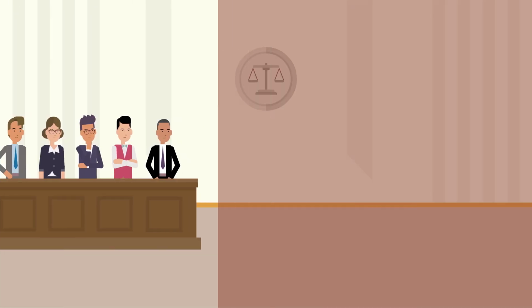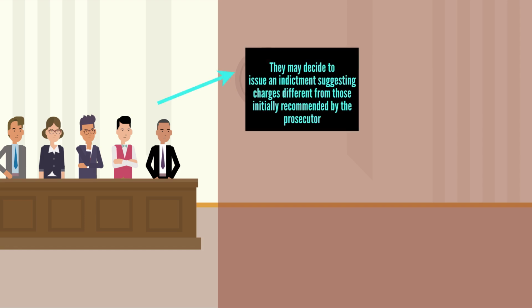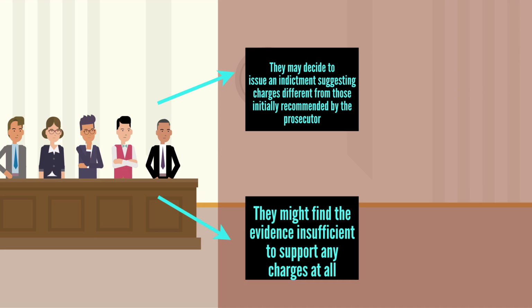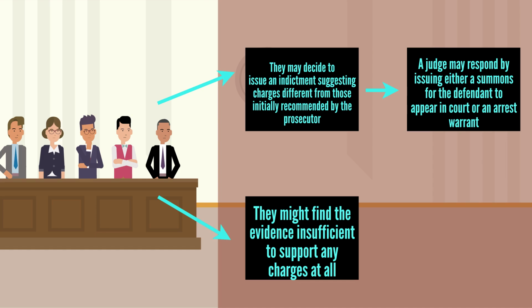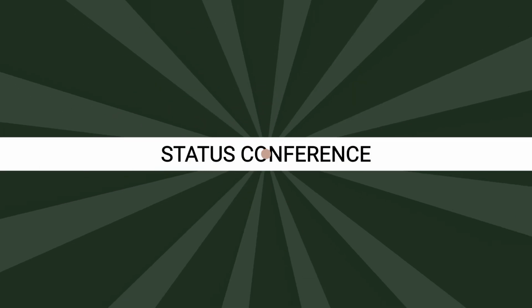It's noteworthy that the grand jury holds significant agency in this process. They may decide to issue an indictment suggesting charges different from those initially recommended by the prosecutor. Conversely, they might find the evidence insufficient to support any charges at all. In the event of an indictment, a judge may respond by issuing either a summons for the defendant to appear in court or an arrest warrant, empowering law enforcement agencies to apprehend the accused party. This intricate legal dance underscores the dual roles of the prosecutor and the grand jury in initiating criminal proceedings and ensuring due process.